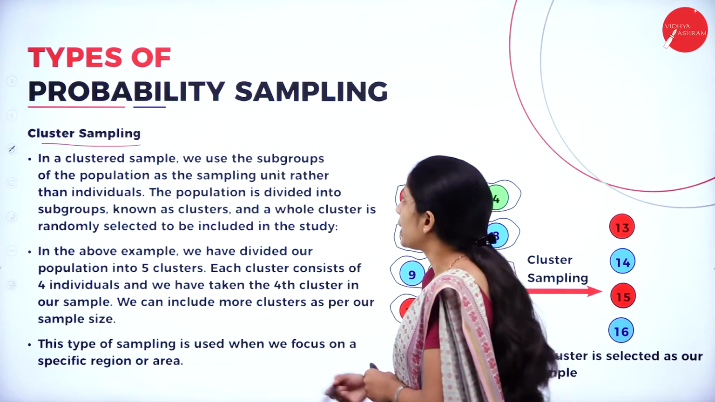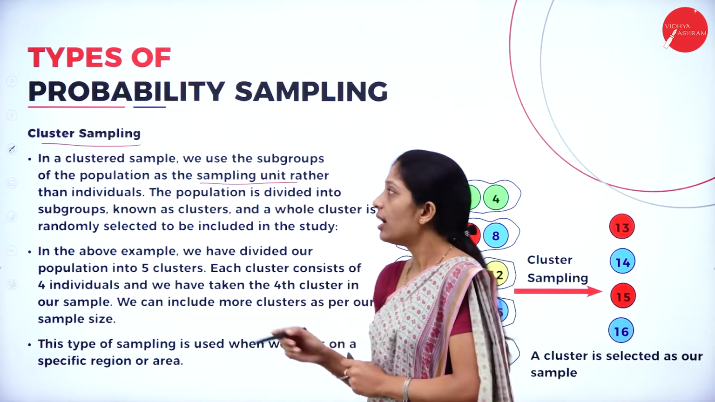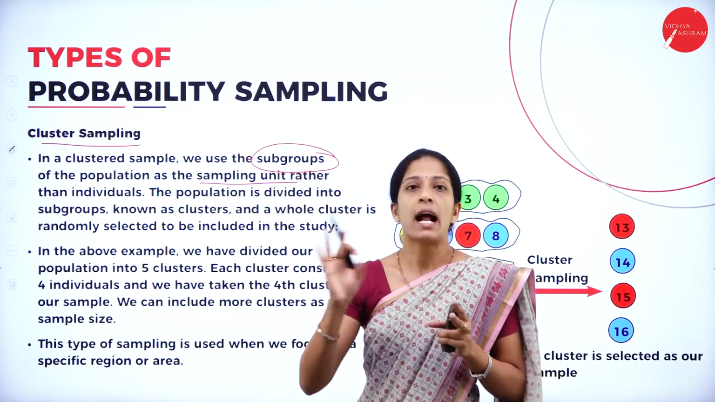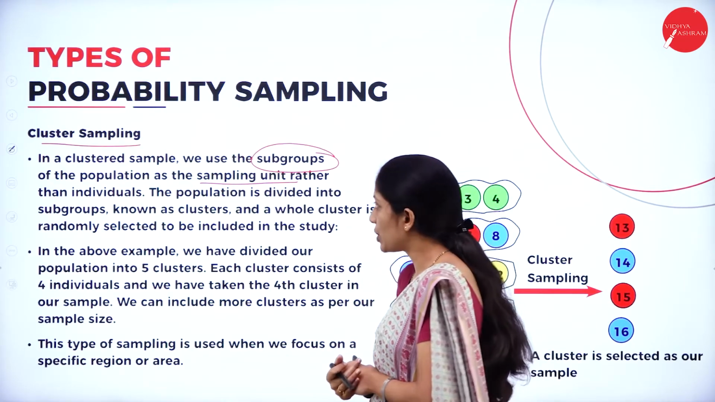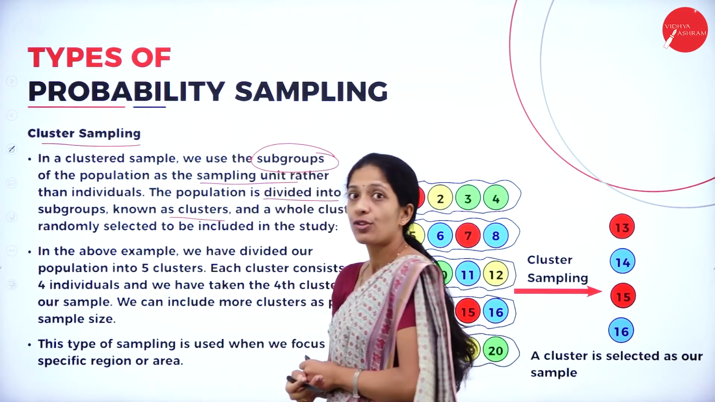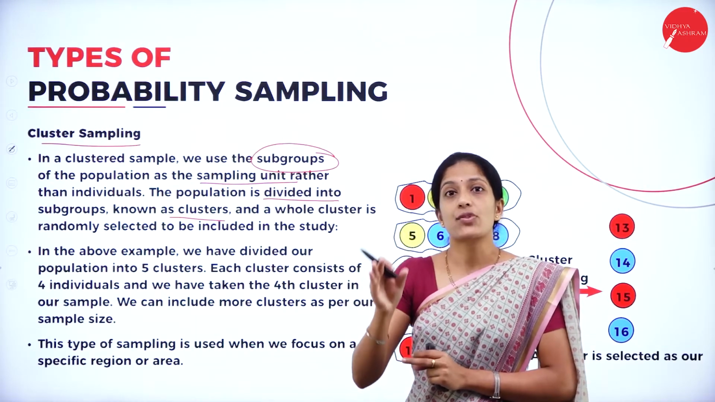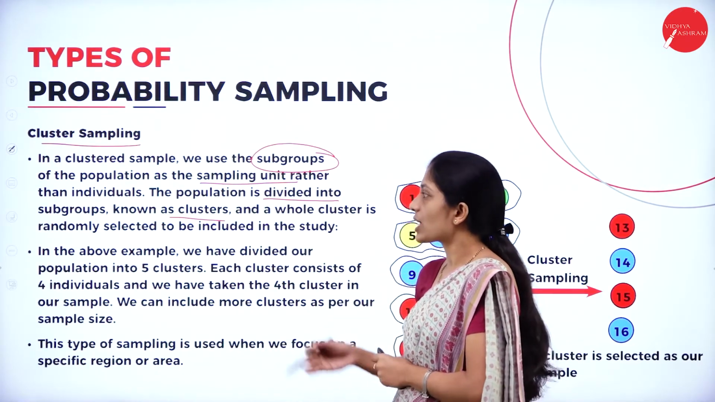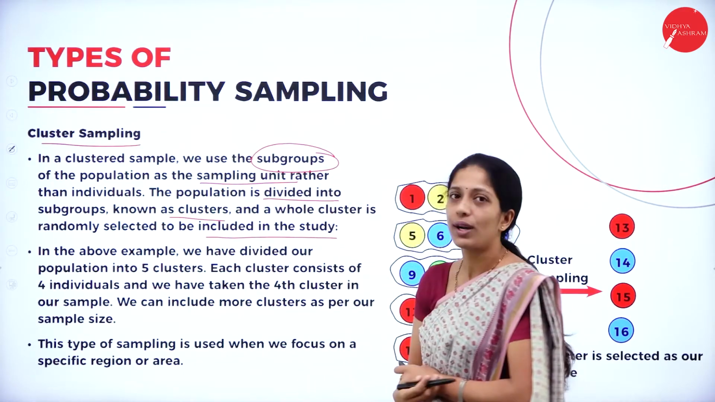In clustered sampling, we use the subgroups of the population as a sampling unit. Here also, we are going to take into consideration subgroups, but not based on characteristics. Randomly, I am going to make the subgroups. So rather than individuals as the sampling unit, the population is divided into subgroups known as clusters. Whereas in stratified sampling the subgroups are called strata, here they are called clusters, and a whole cluster is randomly selected to be included in the study.